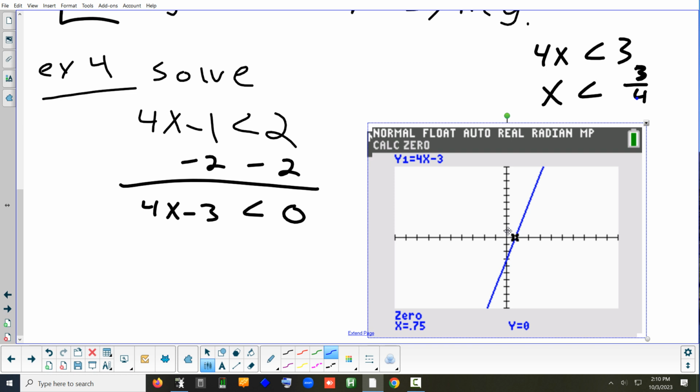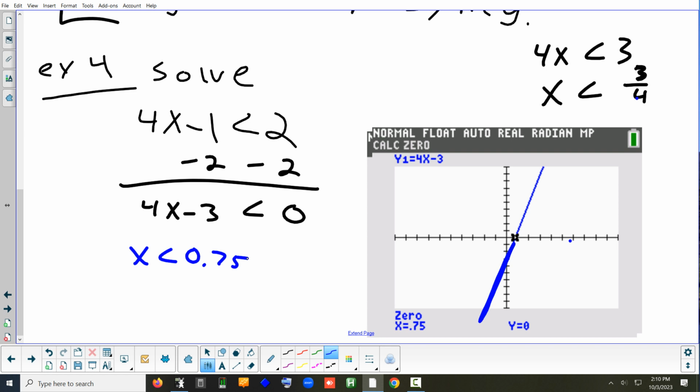So now the answer is either everything less than 0.75 or it's everything more than 0.75. We want to end up on this section of the line. If you want to end up on that section, would you pick x values that are bigger than 0.75 or smaller? Yeah, you pick values that are smaller.